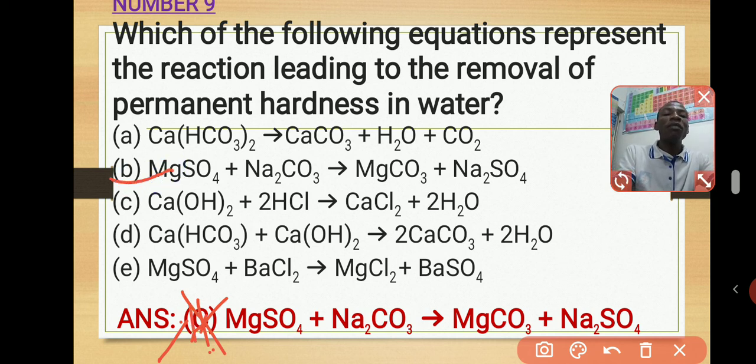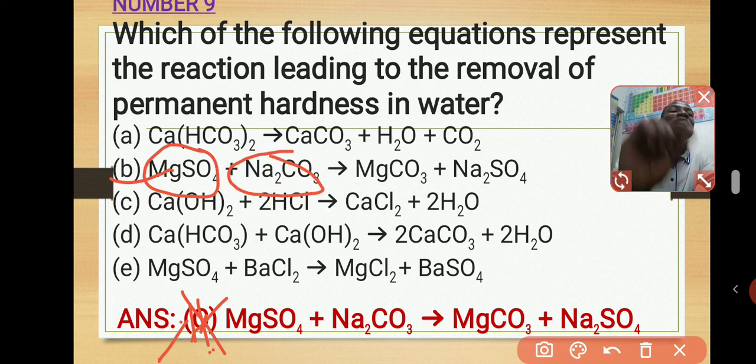Option B, because MgSO4 is what causes permanent hardness. So option B is the correct equation, and you can see that it is removed using sodium carbonate. That is what we use for removing permanent hardness from water. So option B is the correct answer.